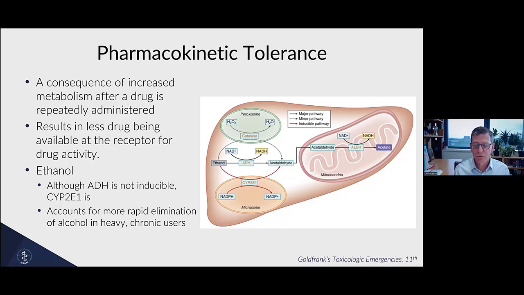Right? This explains why, if you looked at the elimination rate of alcohol, it's much faster in chronic heavy users than it is in occasional or social drinkers, because they've had a lot of time to induce the metabolism of 2E1. That takes weeks or at least days to occur. It's not going to occur after a weekend of social alcohol use.